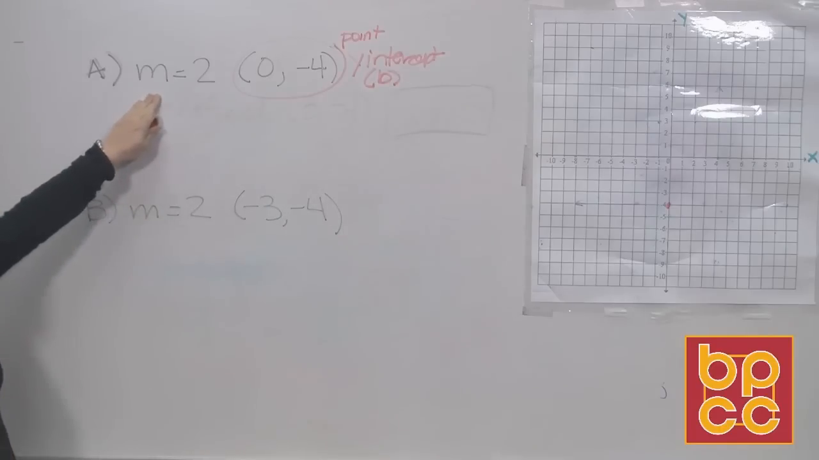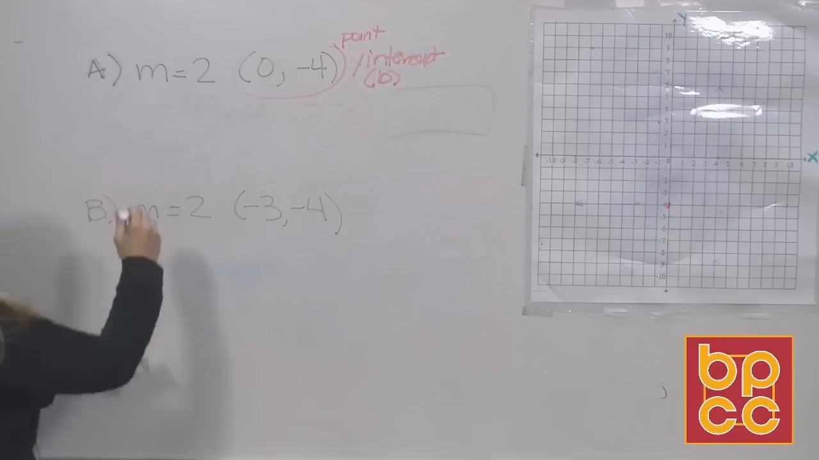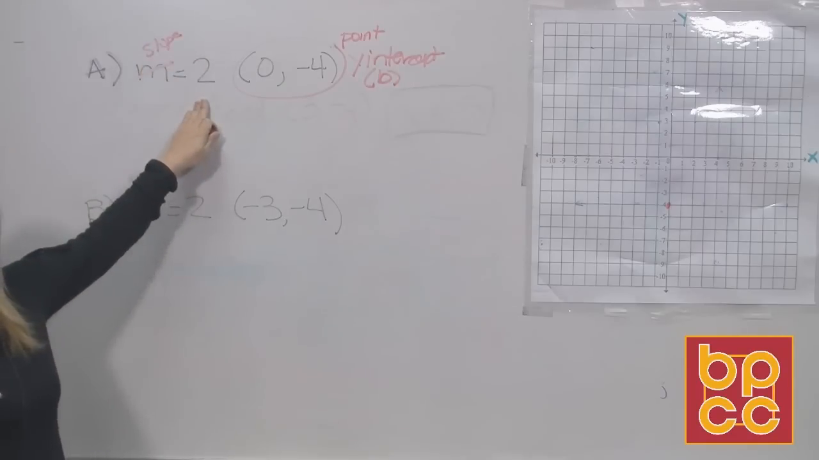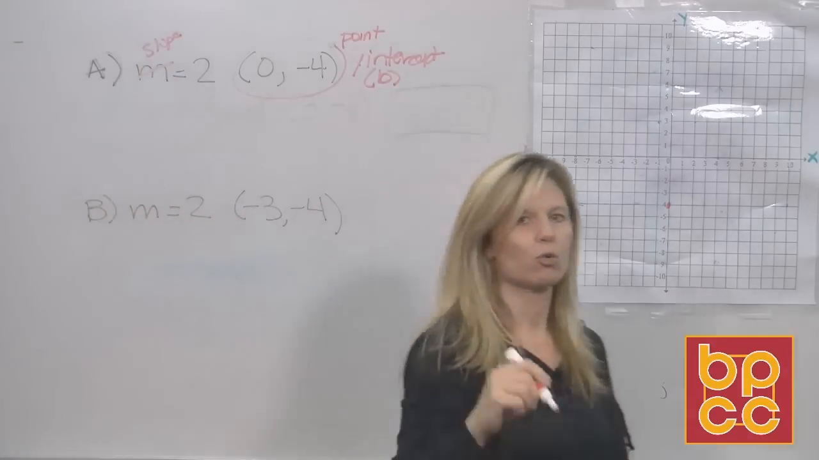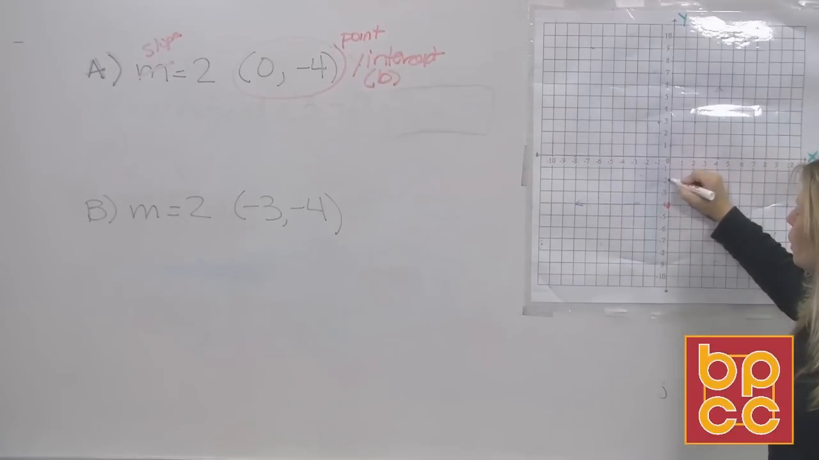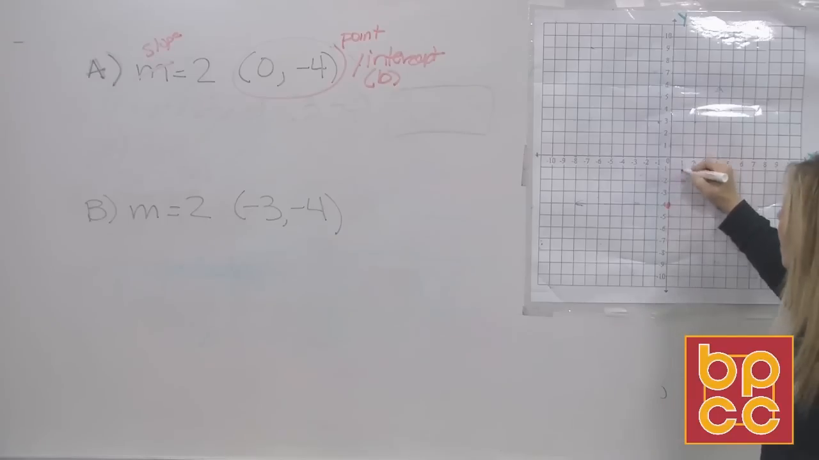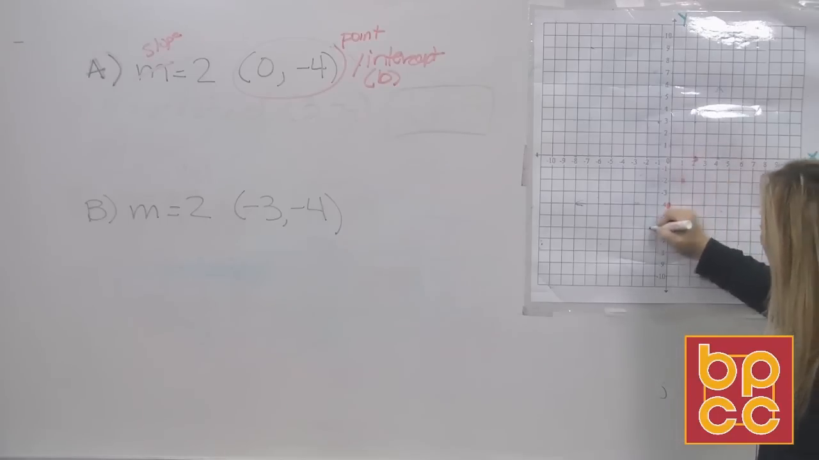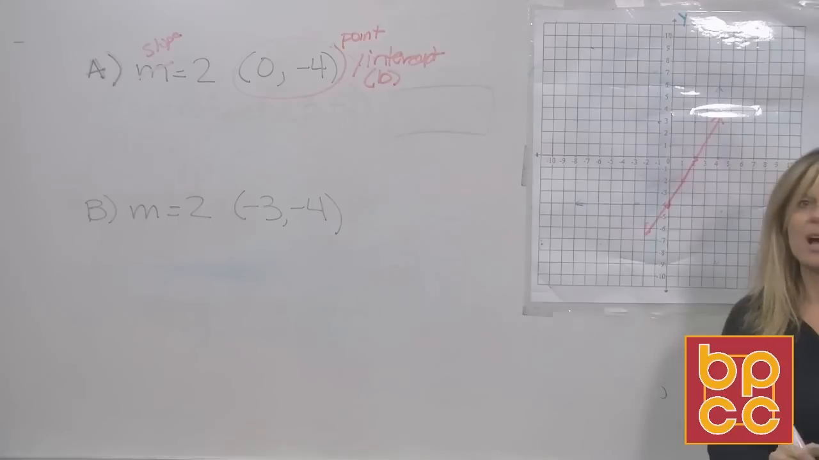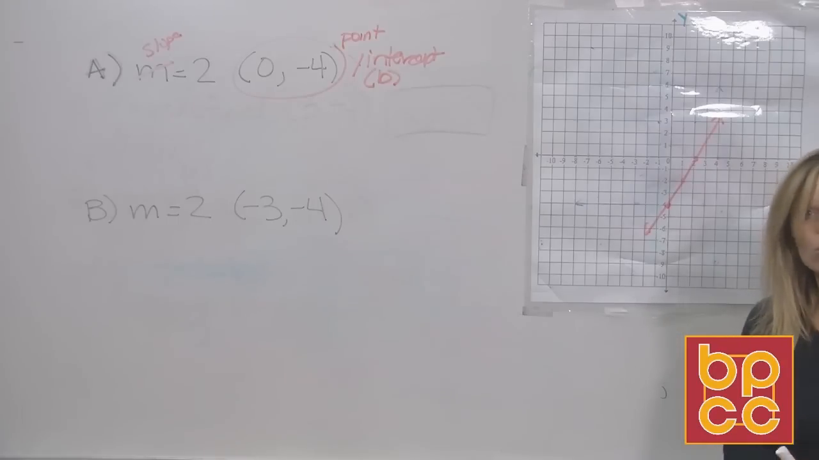Now they gave us this other clue. What does m stand for again? M stands for slope. What does it mean if the slope is 2? Well, if you drew a picture, that would mean from here you would go up 2, to the right 1. Because remember, slope is 2 over 1. Up 2, to the right 1. And if you look very closely, what type of line did we draw? Good, we drew a diagonal line.